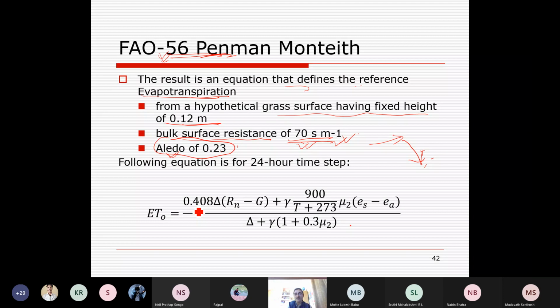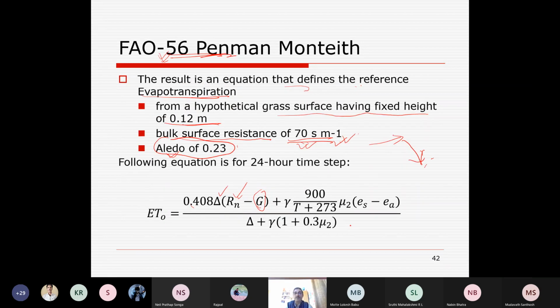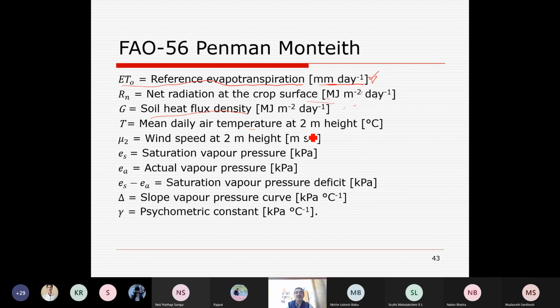ET0 is the developed equation, 0.408 delta radiation G and so on. So these terms are described here. ET0 is the reference evapotranspiration, in millimeter per day. The beauty of this equation is that it works on a daily time step. Rn is the net radiation at the crop surface, in megajoule per meter square per day. G is the soil heat flux density, in megajoule per meter square per day. T is the mean daily air temperature at 2 meter height, measured in degrees Celsius.